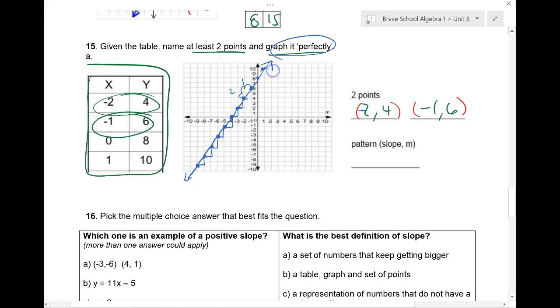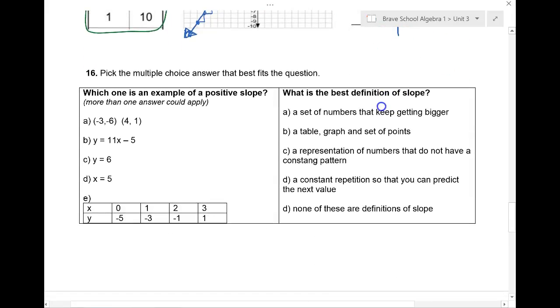Okay, and don't forget your arrows on the end either, because this line goes off forever in both directions. So we need to put arrows. And then remember, we just found our slope, came from right there, 2 over 1. So 2 over 1.